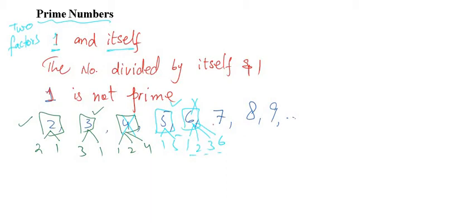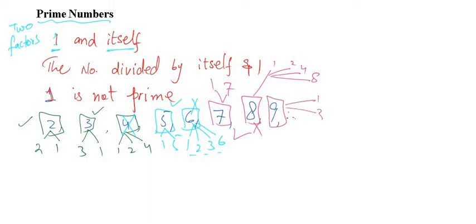Go for the next, 7. We have 1 and 7. Yes, it is a prime number. 8. Check 1, 2, 4, 8. No, it's not a prime number. Let's see the 9. 1, 3, and 9. No, it's not a prime number. So we follow the definition. A number which is divisible by only 1 and itself, that is a prime number. Okay, hope you understand.